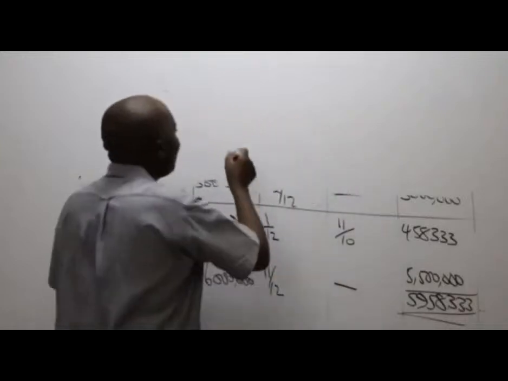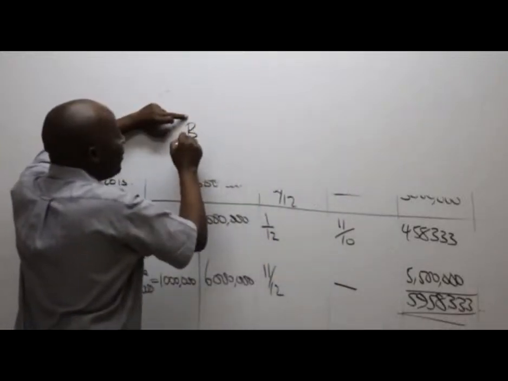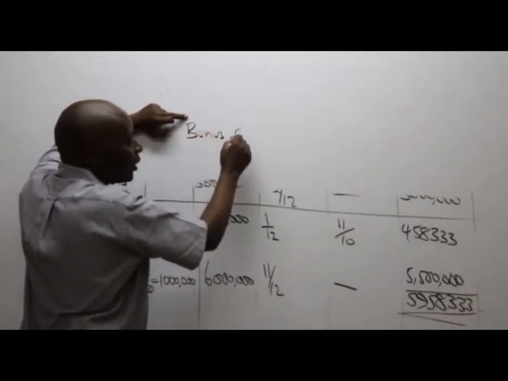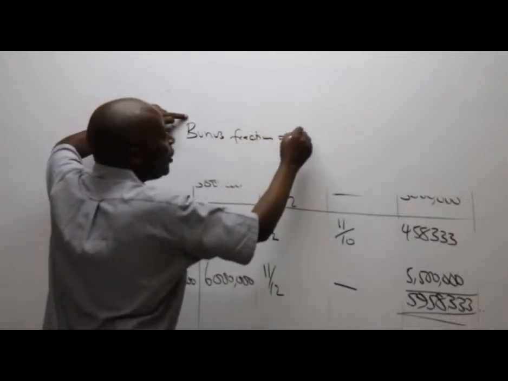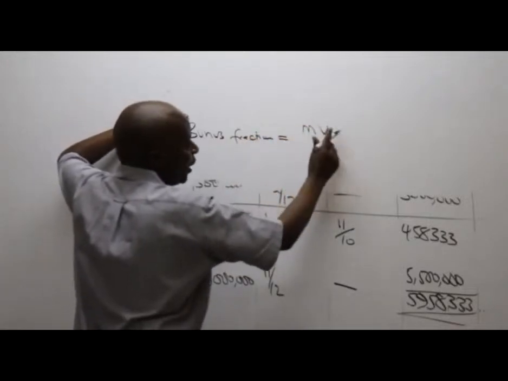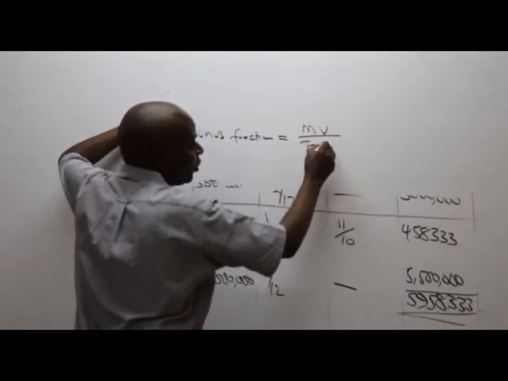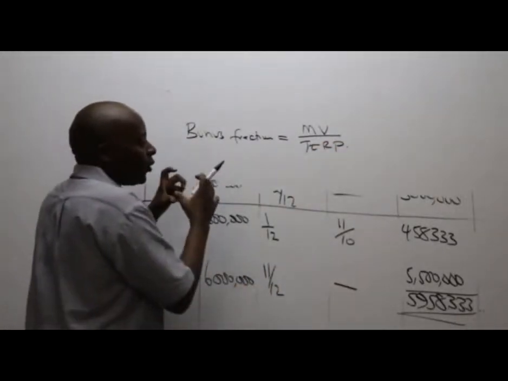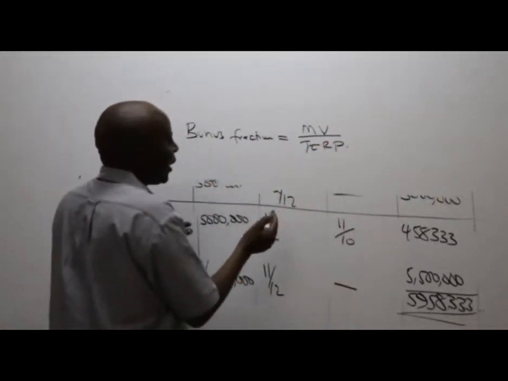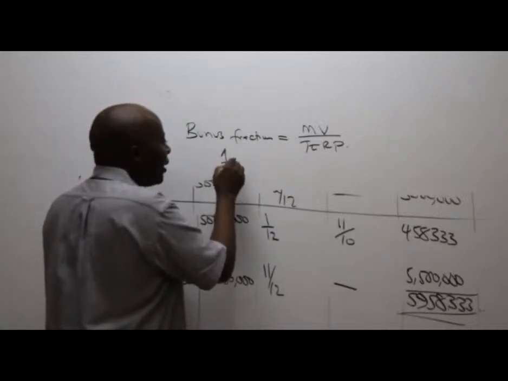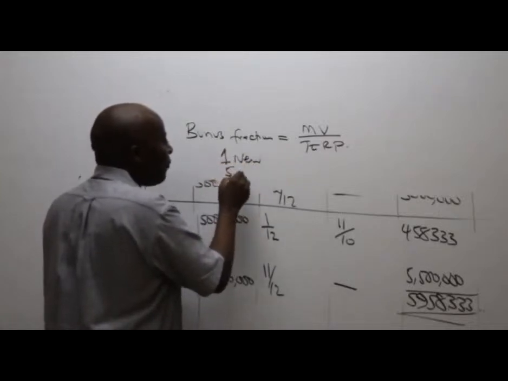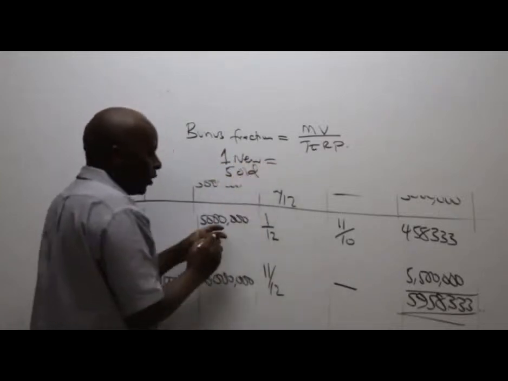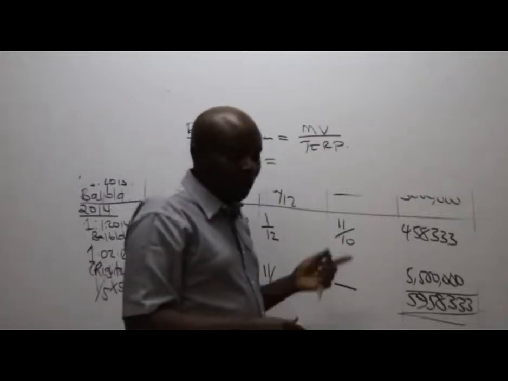Hii fraction tunaita bonus ama rights fraction, bonus fraction. What we've done is to take the market value before the rights divided by what we call the theoretical X rights price. And remember, to get the theoretical X rights price is very easy. Like here they have told us it is 1 new for every 5 old shares. That is what they have told us.